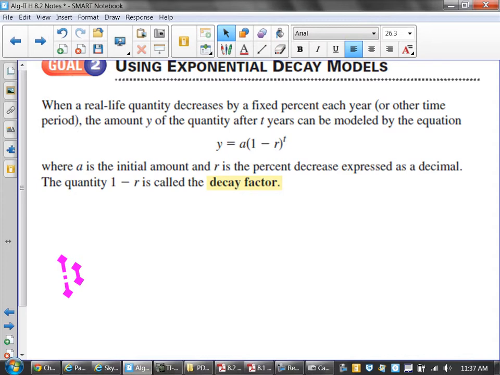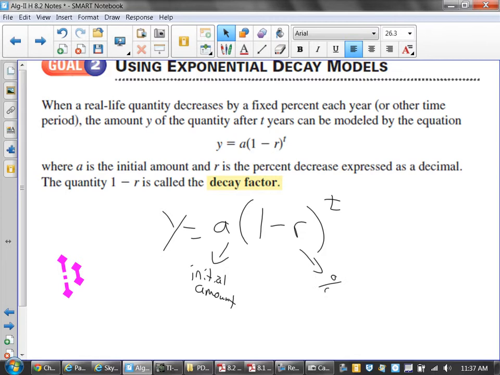Anywho, the only difference between exponential growth models and exponential decay models is the following. It's a minus sign. A is still your initial amount. R is your rate. It's a percentage as a decimal. And T is time. It's usually years, just like it was yesterday. Instead of having a growth factor, we now have a decay factor.